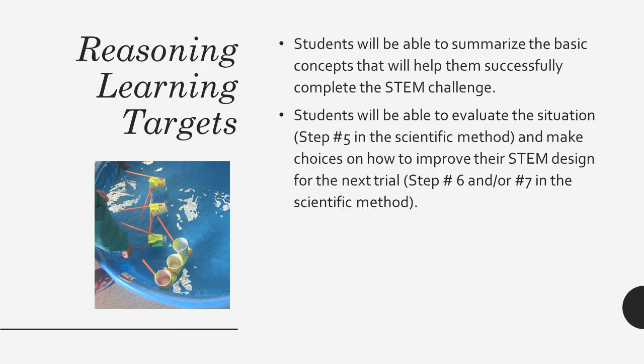For reasoning learning targets, students will be able to summarize the basic concepts that will help them successfully complete the STEM challenge, as well as being able to evaluate the situation, like examining the results from Step 5 in the scientific method, and make choices on how to improve their STEM design for the next trial, like Step 6 from the scientific method, which is drawing conclusions, or Step 7, which is examining what was learned.